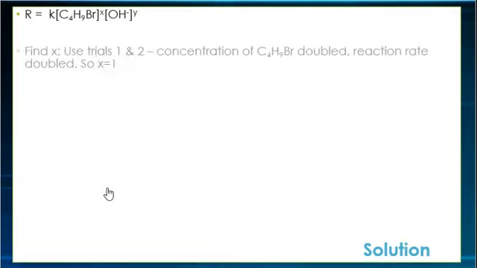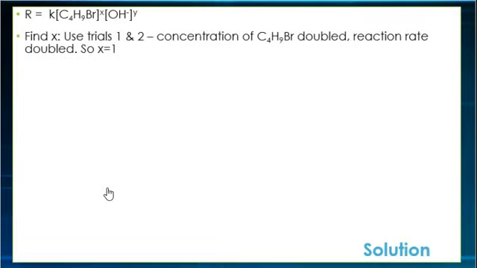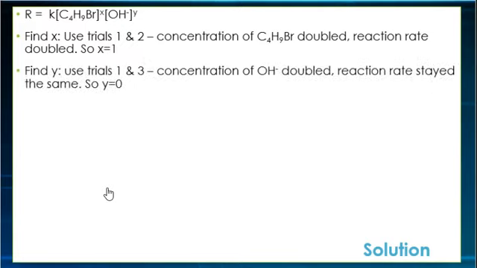Here we go. We're going to be looking for our rate here, and so you see where we got this, right? Here's our reactant with our X's and our Y's. We're going for X. For X, we're going to use trials 1 and 2, where the concentration of the carbon molecule doubled, the reaction rate doubled, so X equals 1. To find Y, we use trials 1 and 3 because the concentration of OH doubled and the reaction rate stayed the same, so Y equals 0. If it's not affected, it equals 0. So we're going to put that in.